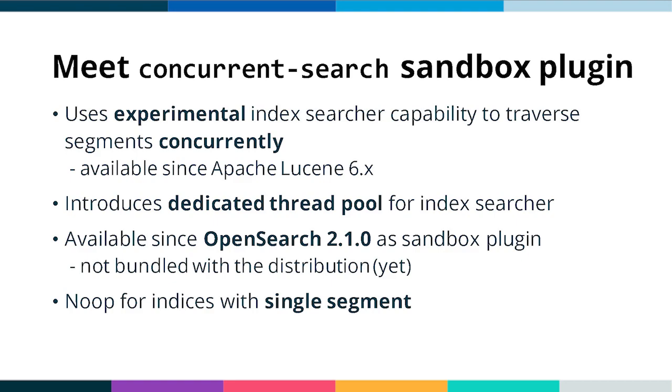We released the concurrent search plugin under the sandbox umbrella. The way it works is very, very simple. When the plugin is installed, it just injects the thread pool into the index searcher path, which automatically triggers concurrent segment traversal on the Apache Lucene side. As you may guess, if your index contains just one segment, the concurrent segment traversal won't trigger. Apache Lucene is smart enough to understand that.